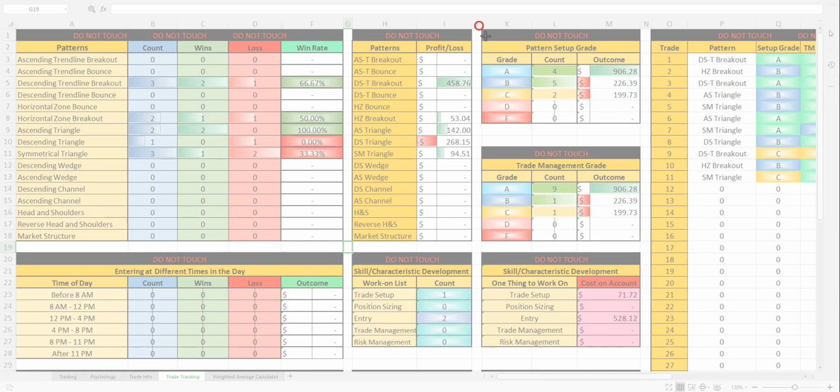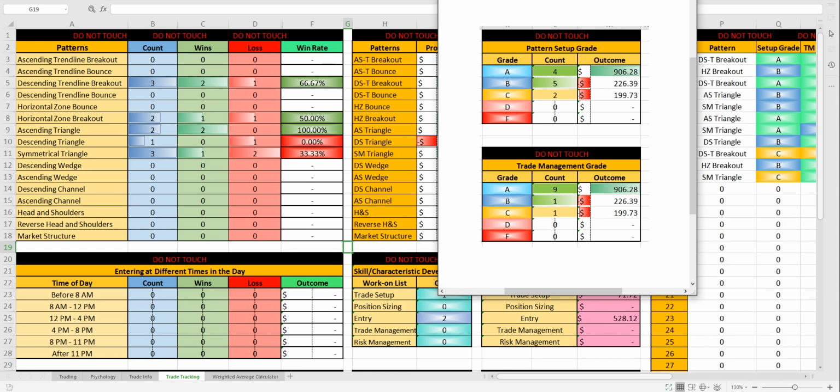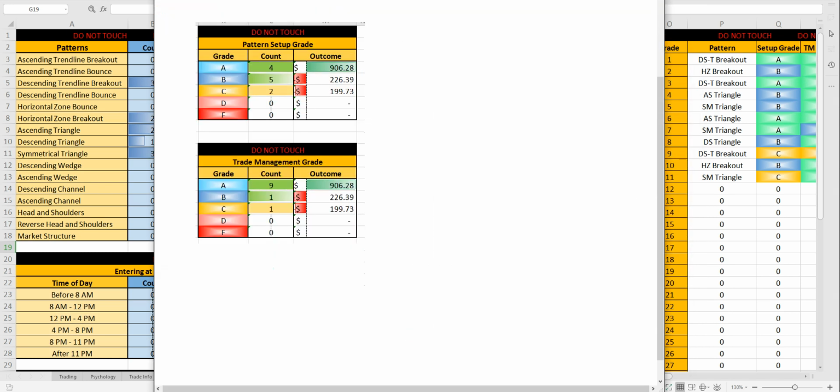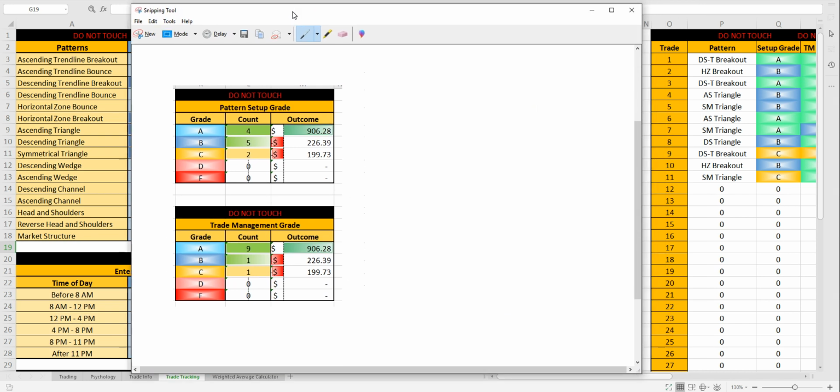The next thing we're going to go over is these 2 things right here. And we'll just make it really, really important so you're not really seeing anything else. So we got pattern setup grade. So this is what was on the psychology chart. So this you will be putting in before you actually enter. So this is when you're entering. How does the setup actually look to you?